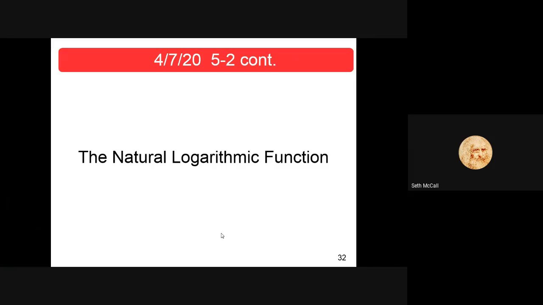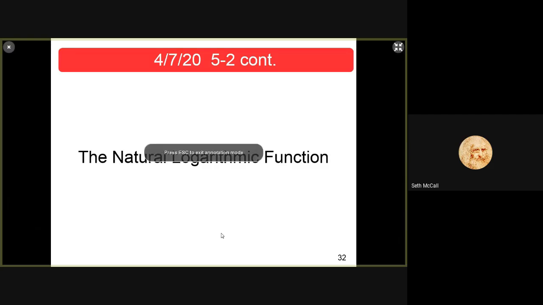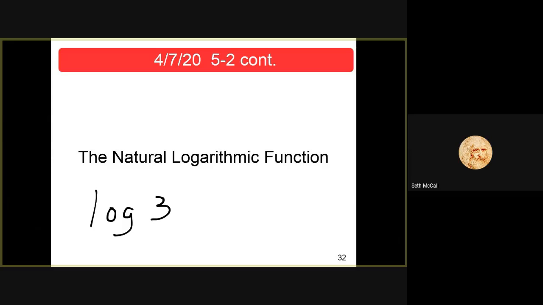So today I'm going to talk about the natural logarithmic function. People always get confused about what the natural logarithmic function is. Let me back up. If you have log of 3, if there is nothing written here, then it is automatically understood to be base 10.